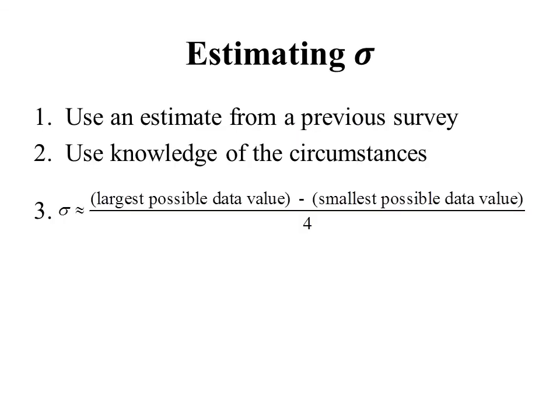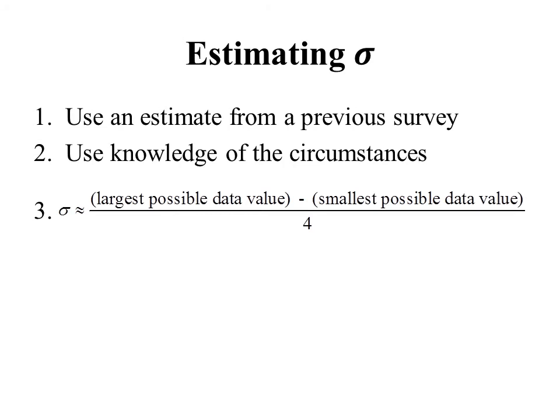Now, in order to use this formula, we need an estimate of sigma, the population standard deviation. And we could get this in at least 3 different ways. Number 1, use an estimate from a previous survey. Or number 2, use knowledge of the circumstances. Or a third way is to use this simple crude method for estimating the value of sigma. In this we could take the largest possible data value minus the smallest possible data value and divide by 4. So we just think about the scenario and think, what's the largest possible value I could collect? What's the smallest possible value I could collect? Subtract them, divide by 4, and that's going to give me a very rough estimate of sigma.